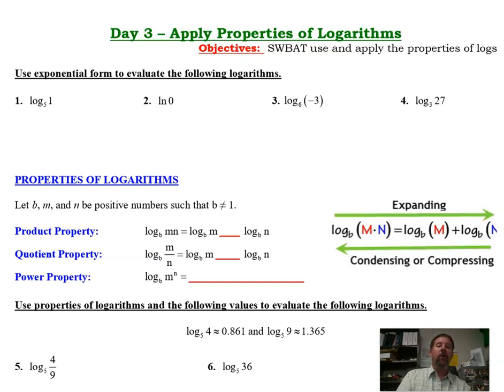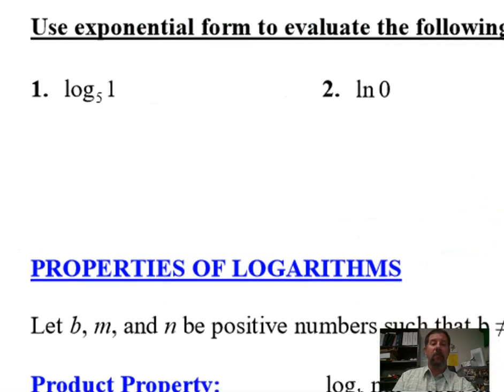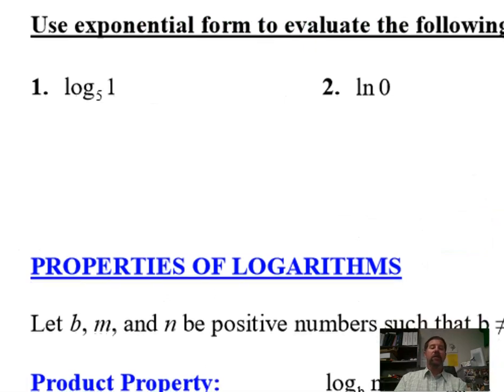All right. But before we jump into the properties of logs and expanding, we're going to do a quick review and talk about evaluating logs using exponential form. If I want to know what log base 5 of 1 is, we can use exponential form to help us. What I need for exponential form is an equal sign. So I can say equals some blank. I know the base has to stay the same, so our base is going to be 5, and whatever's on the other side of the equal sign is not the power. So 5 to the blank equals 1.